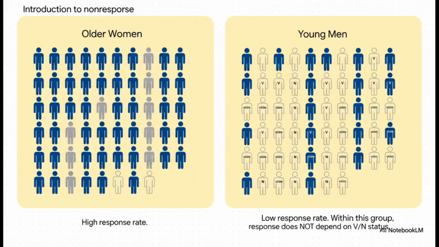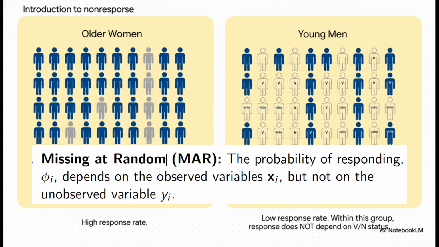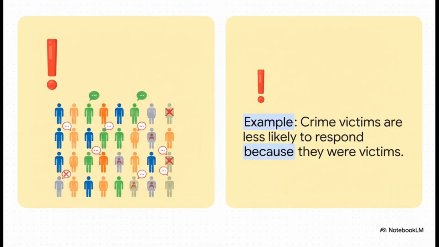All right, next up is MAR, or missing at random. Now listen closely because this is probably the most misleading name in all of statistics. The data is not missing randomly. What it means is that the probability of responding depends on other information we have collected, but not on the missing answer itself. So for example, maybe response rates are lower for young men than for older women. We know the age and gender for everyone. If, within the group of young men, the chance of responding is the same whether you were a crime victim or not, then the data is considered MAR.